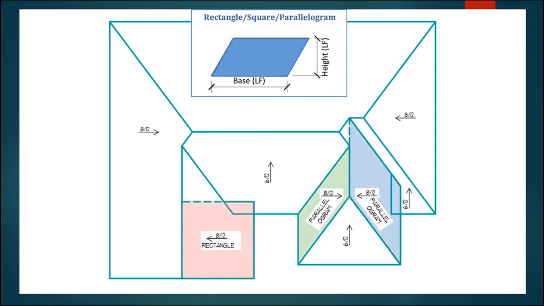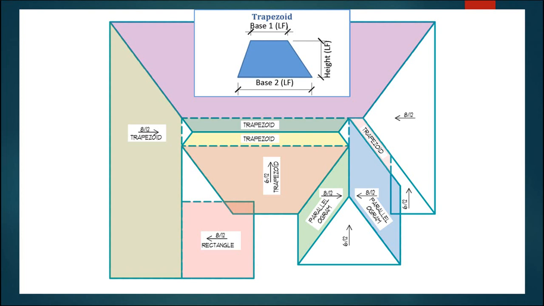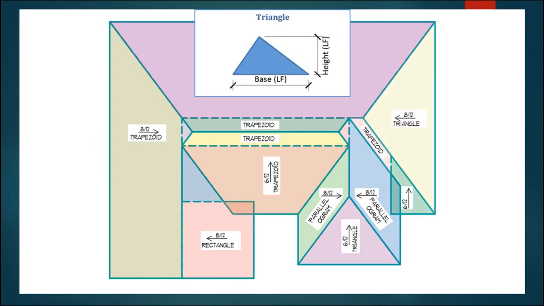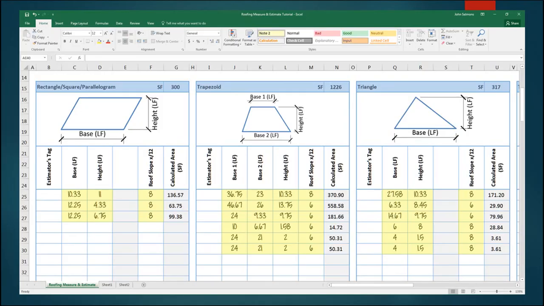Next, let's look at the parallelograms. That's prompting you for the same dimensions, base and height, so 12.3, 6.9. And next, let's take a look at the trapezoids. Now, for the trapezoids, you need to pull 2 base dimensions and then the height. And to wrap this roof up, we're going to take a look at the triangles, a simple base and a height. Now, this is what it's going to look like when you enter this information into the spreadsheet.